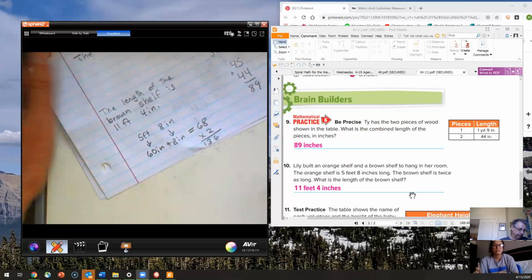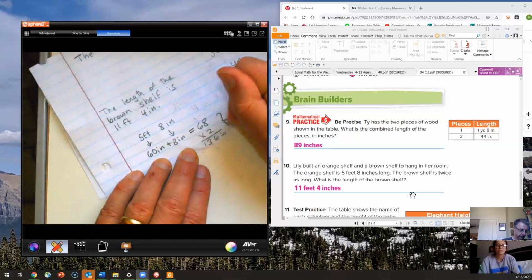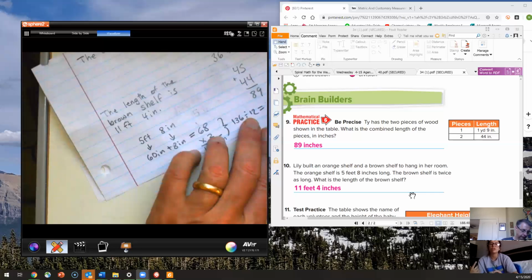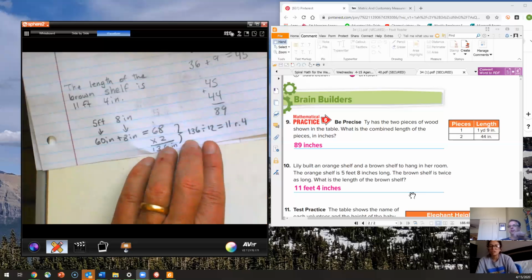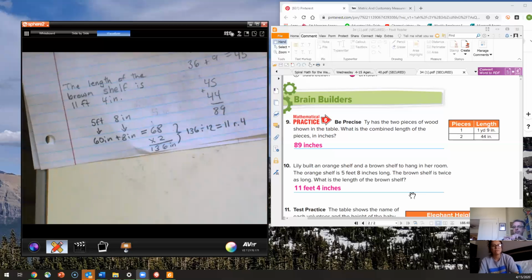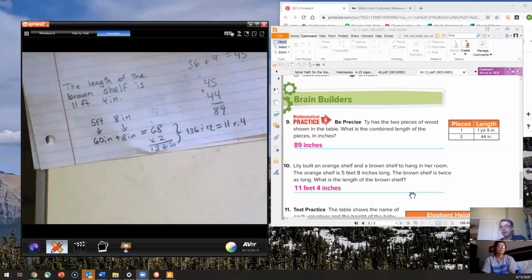And then remember, they said the brown shelf is twice as long. So then you have to multiply that answer, which is your 68, by your 2, which would give you your 136 inches. But then, boys and girls, they want you to convert it back to feet as well as inches. So since you're going from a smaller unit of measurement to a bigger unit of measurement, you have to divide. You take your 136 inches and divide it by your 12, which should give you your 11 feet, and your remainder, which is your 4, would be your inches. So 11 feet, 4 inches. All right, great. So they do make you do a little bit of bonus work on that one.